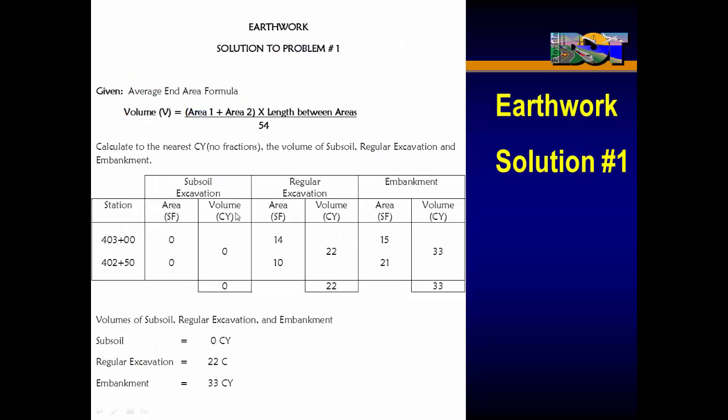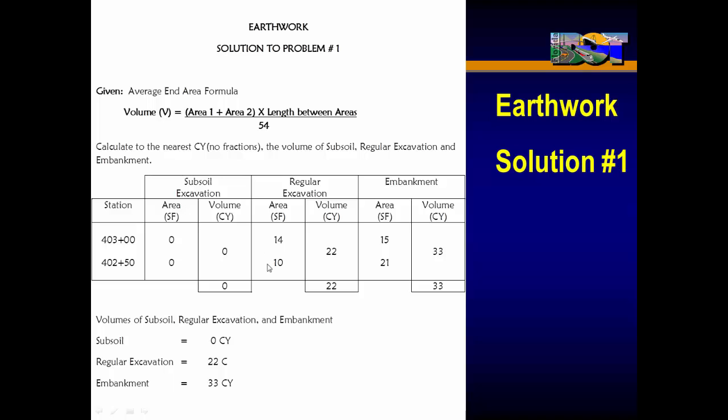Okay, so first of all, just like I said in the previous problem, remember area 1 plus area 2 times the length between the areas divided by 54 is going to give you cubic yards. No fractions. They don't want any fractions in here. So let's study this. 50 feet, 0 end area, 0 end area. We plug that into our formula and we'll come up with 0, of course. And we have nothing for subsoil excavation. So this is a very simple problem.